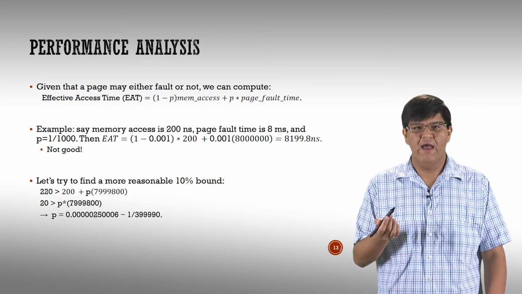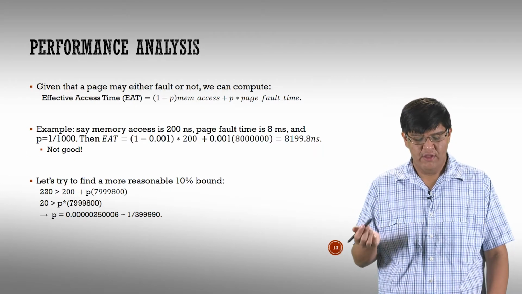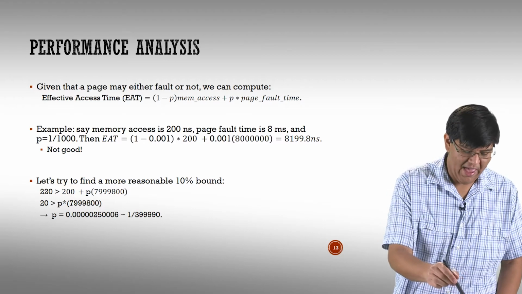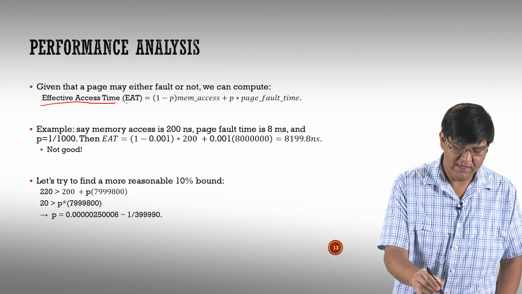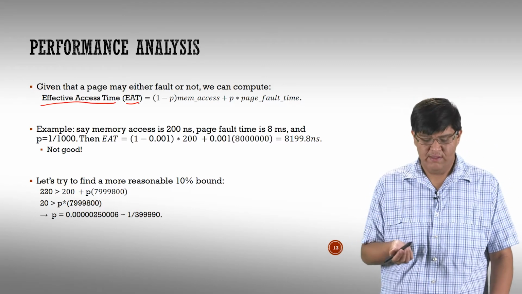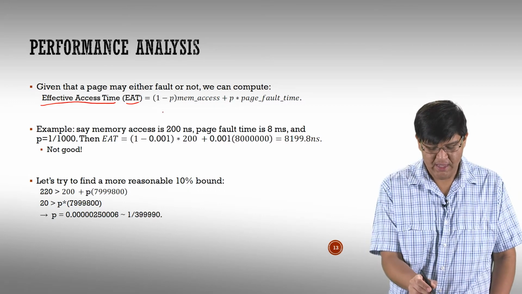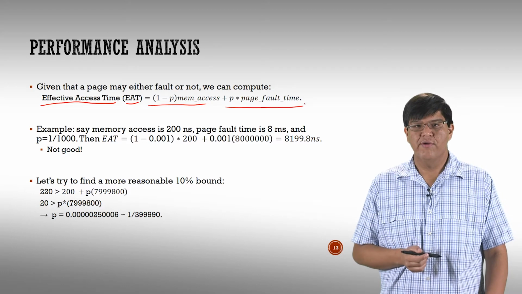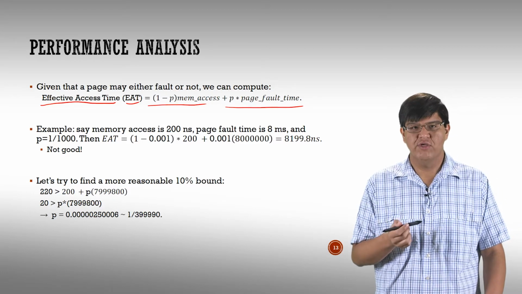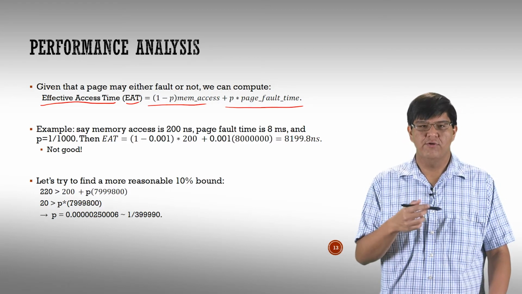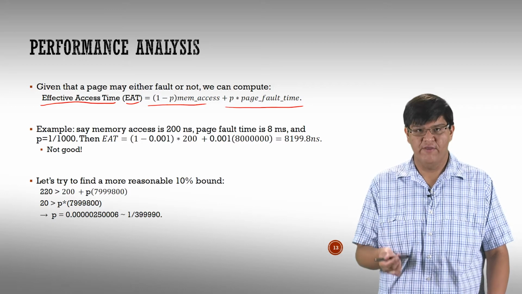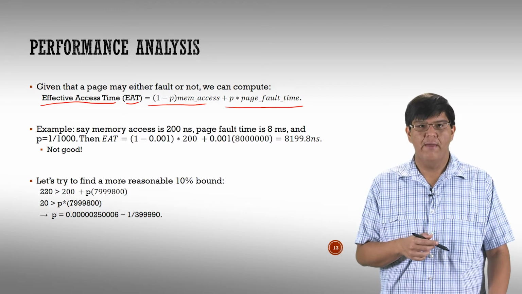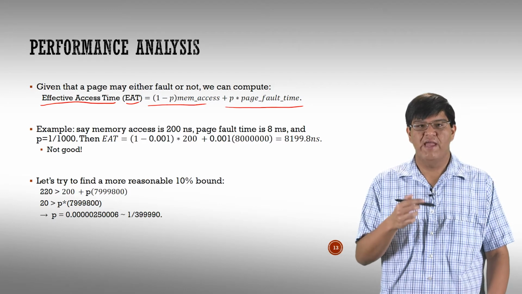Given that we have those two things as known values, we can define what is called effective access time, or just call it EAT. So EAT looks like this: we have 1 minus P times memory access plus P times page fault. What that's doing is taking an average between the pages that don't have page faults and the pages that do have page faults. And then we're multiplying that by the chance it will occur.